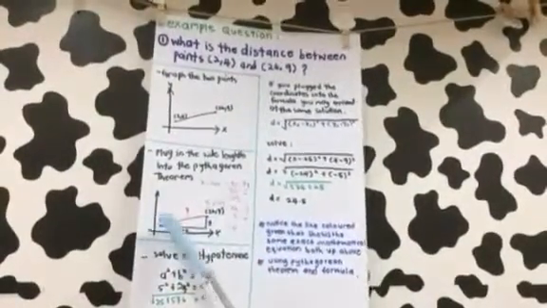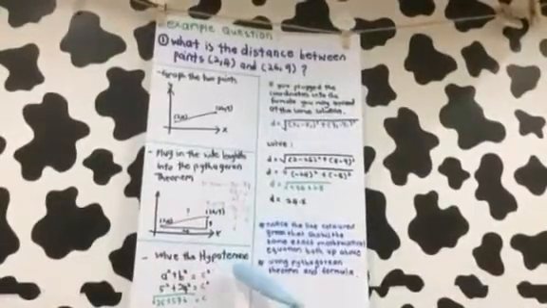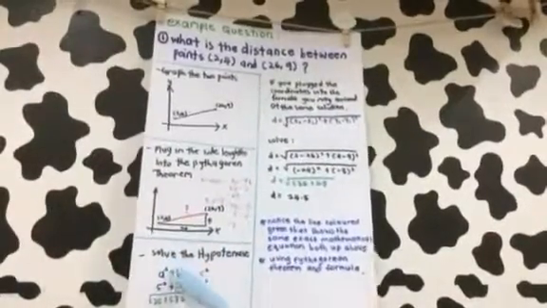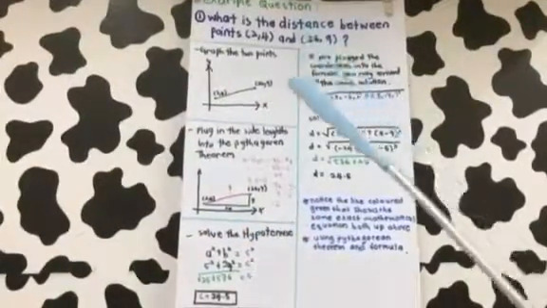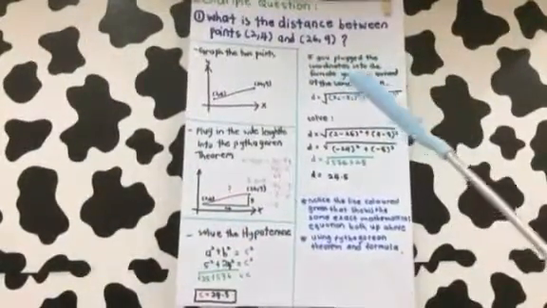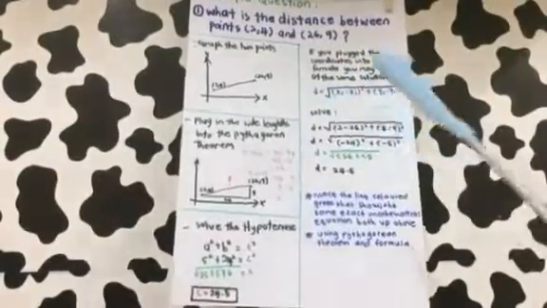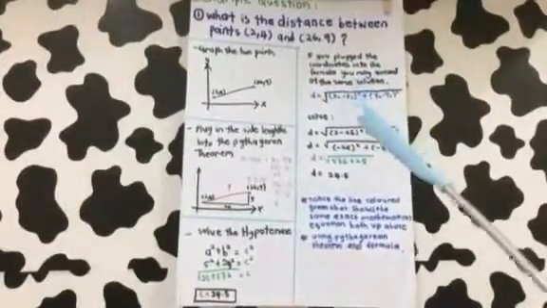Then we know how to solve for the hypotenuse. We want to find this distance using the hypotenuse, which is a squared plus b squared equals c squared. This is the formula of the theorem for the graph. If you plug the coordinates into the formula, you may arrive at the same solution. This is the formula to find the distance between 2 points on a line.